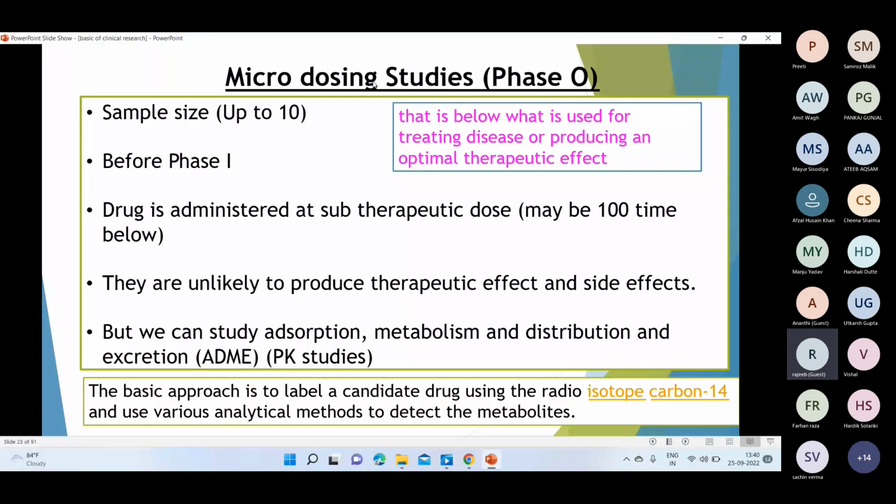So though animal models give the suggestion of how the drug is going to behave in the human body, our human organs and animal organs are different, right? Their liver function is different, their kidney function is different. They are metabolizing the drug at a different rate. Their biochemistry is different. So to have a good idea about the ADME, absorption, distribution, metabolism, and excretion, we give this drug in a subtherapeutic dose to the human.